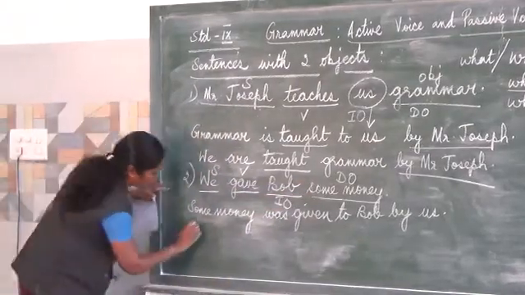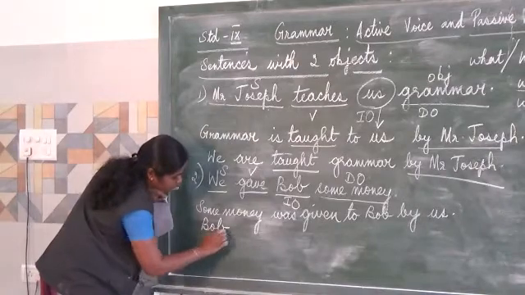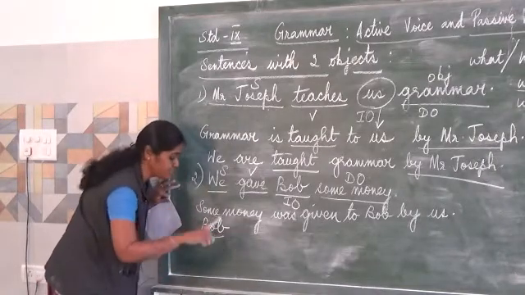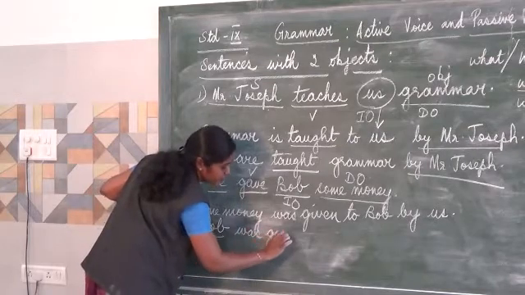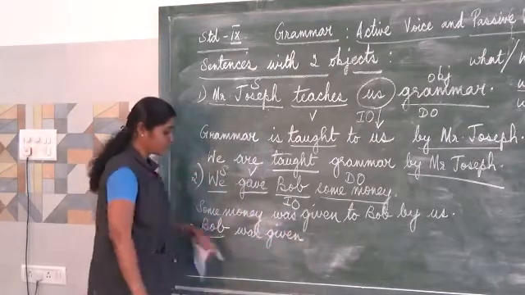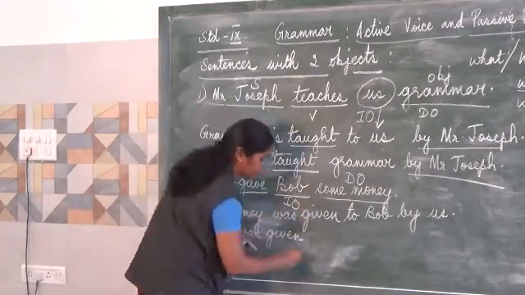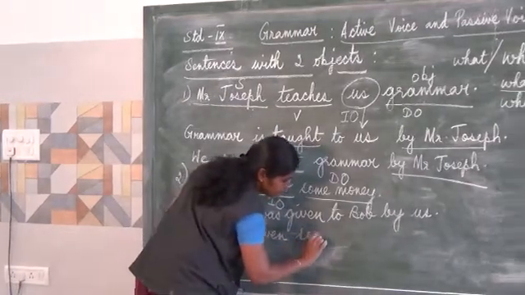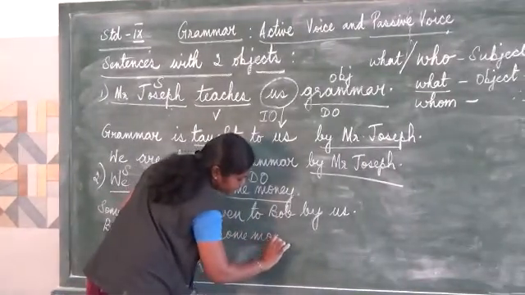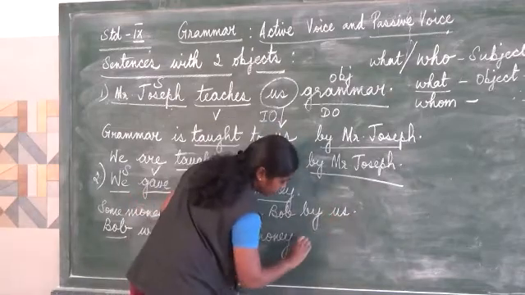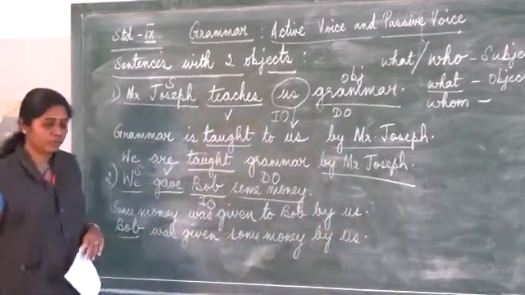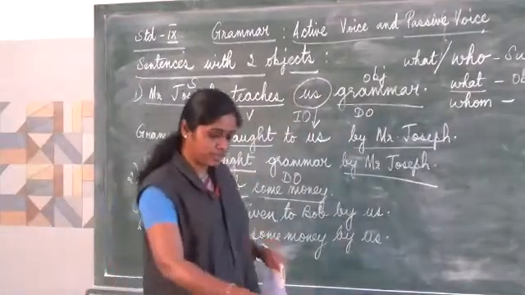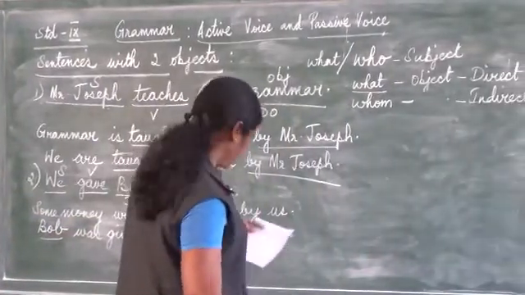Now the second answer: you keep the direct object, and you have to take this indirect object to the front. Bob. Now this Bob is the name of one person, so it is singular. Bob was given. What was Bob given? Bob was given some money, then again by us. Is it clear? Hope you all can understand. One more example.